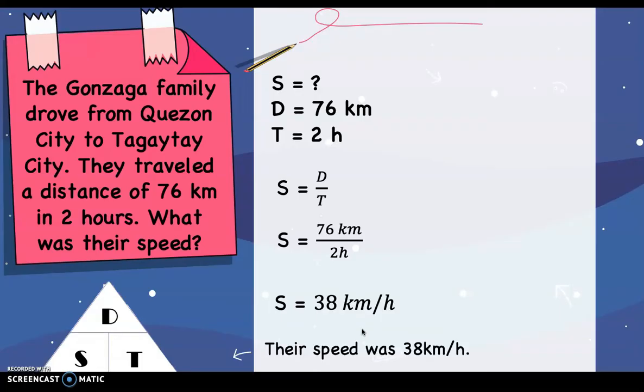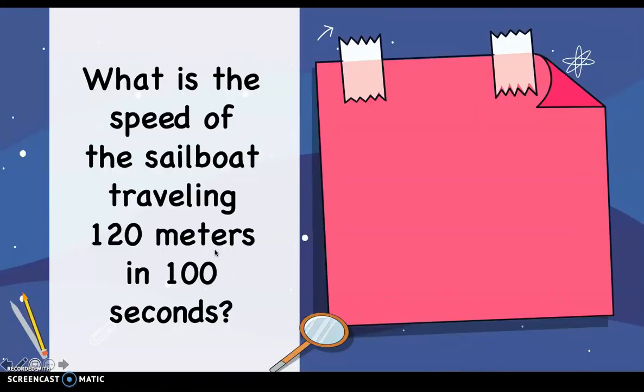So when you say speed, the unit usually uses kilometers per hour, kilometers per minute, meters per second, meters per minute, and so on. Let's have more examples. First, what is the speed of the sailboat traveling 120 meters in 100 seconds? So let's identify first the given. So we have here the given is they traveled for a distance of 120 meters, and the time is 100 seconds, and the speed, that is what is asked in the problem.